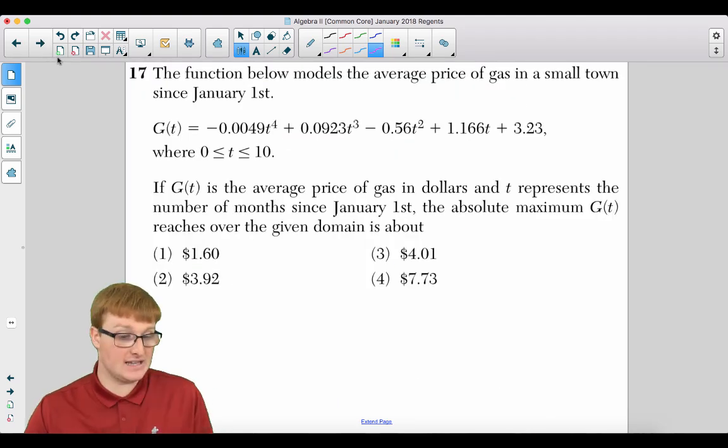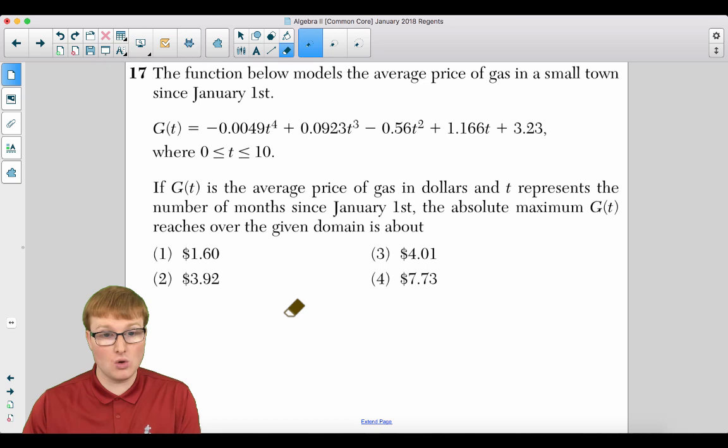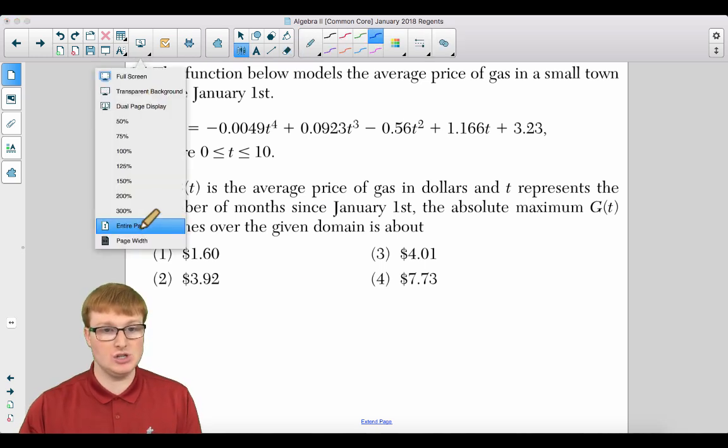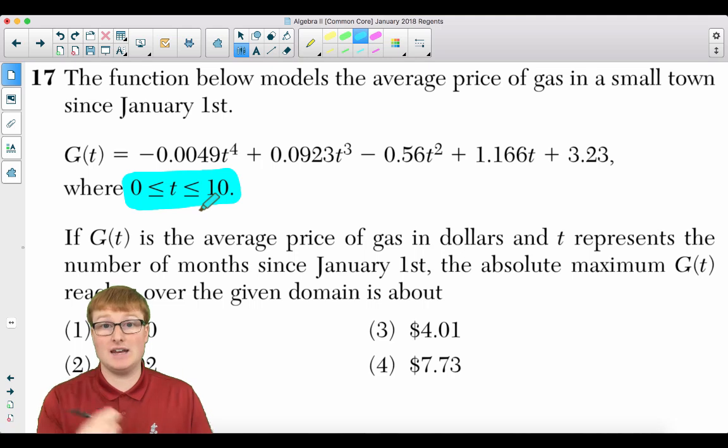Moving on to number 17. All right, the function below models the average price of gas in a small town since January 1st. G of t equals negative 0.0049 t to the fourth and all that other stuff, where 0 is less than or equal to t, which is less than or equal to 10. If G of t is the average price of gas in dollars and t represents the number of months since January 1st, the absolute maximum G of t reaches over the given domain is about what? So, the first thing that you need to do is understand that it's asking you on a specified interval from 0 to 10 months.